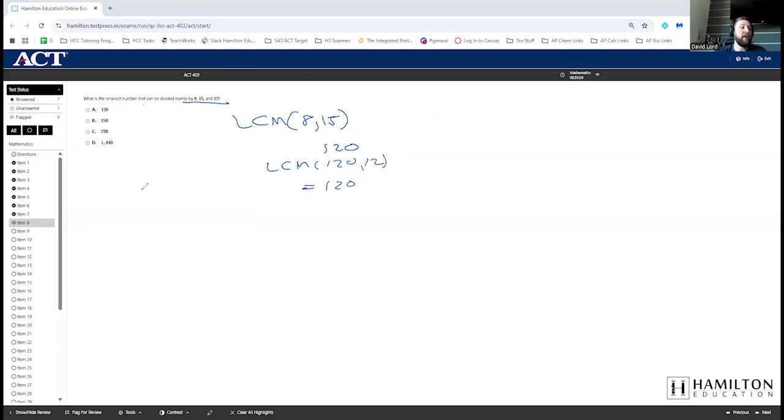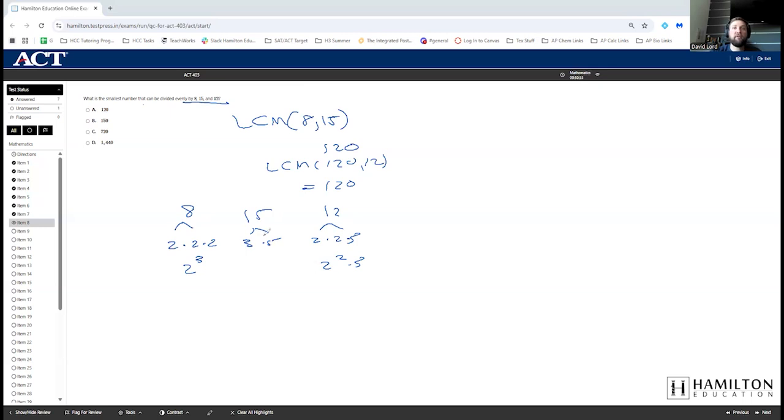There is a way to do it with any number of factors, and that is use prime factorization. So 8 is 2 times 2 times 2, or 2 cubed. 15 is 3 times 5. And 12 is 2 times 2 times 3, or 2 squared times 3. And so the rule is you take the greatest number of each prime factor. And if they're tied, you take one of them and cross off the other.